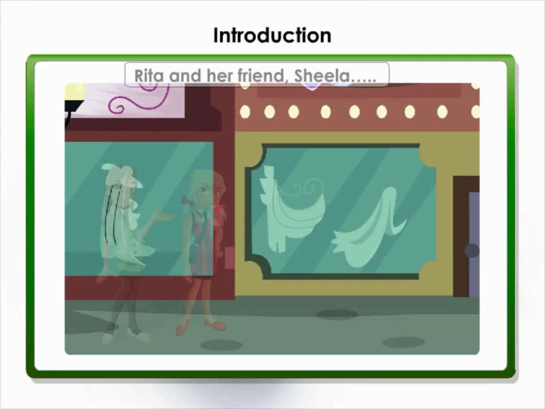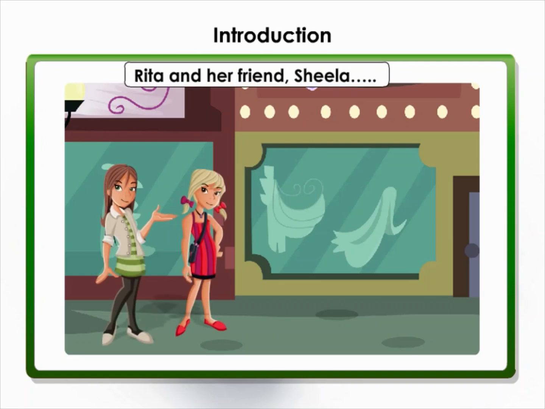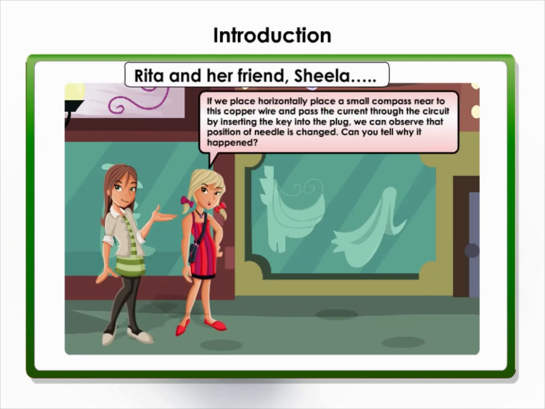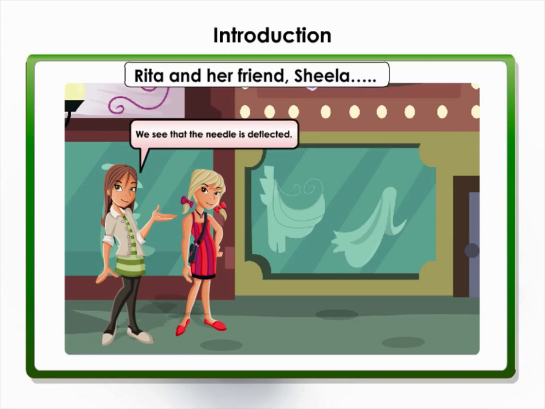Introduction. Rita and her friend Sheila. If we place horizontally a small compass near this copper wire and pass the current through the circuit by inserting the key into the plug, we observe the position of the needle is changed. Can you tell me why it happened? We see that the needle is deflected.